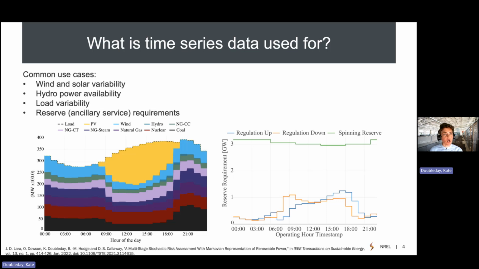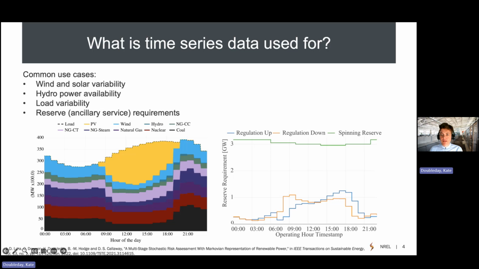So those common use cases include modeling the variability and availability of wind, solar, and hydro, as well as load variability. Another common use case is time varying reserve or ancillary service requirements, where there's a set requirement, but it changes over the course of a day. Beyond these common use cases, part of the value of the flexibility of Sienna is that you can define custom models that use other time varying data as needed.